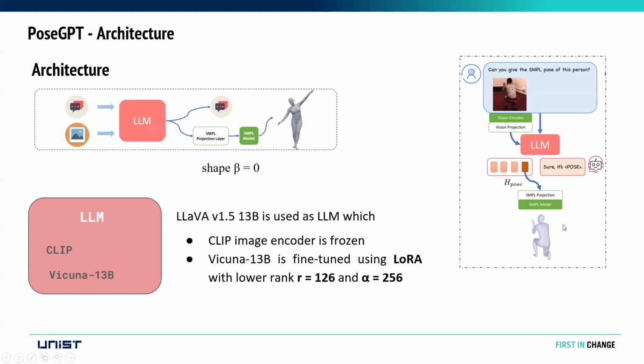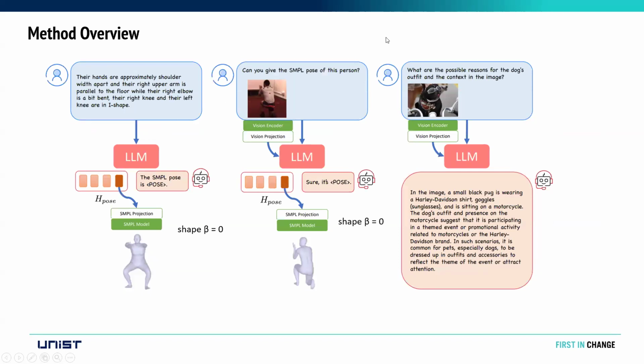For this task, they set the shape parameter equal to 0 because their task is not trying to estimate the average shape of people. Here is a sample of communication between people and PoseGPT. The input can be text, or text along with an image. If an image is provided, it will output a pose.